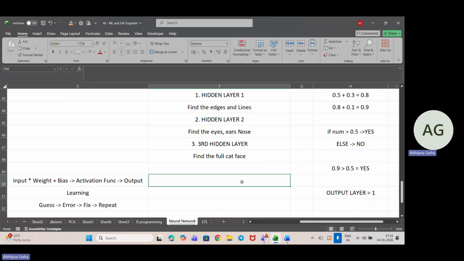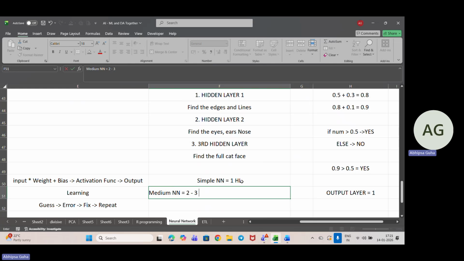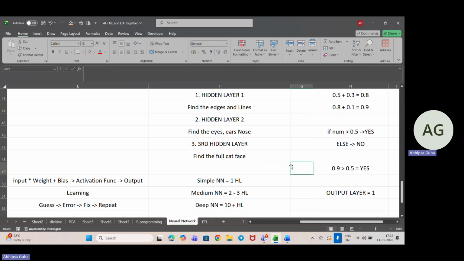Okay, so now coming down, as we have already discussed, a simple neural network contains one hidden layer. Coming down, a medium neural network contains 2 to 3 hidden layers. About a deep neural network, that contains 10 plus hidden layers. Okay, so this is how it actually works.